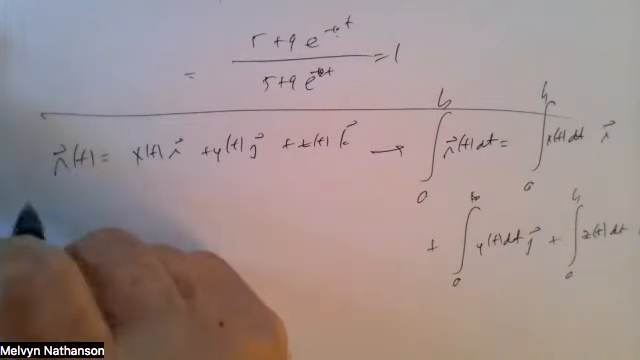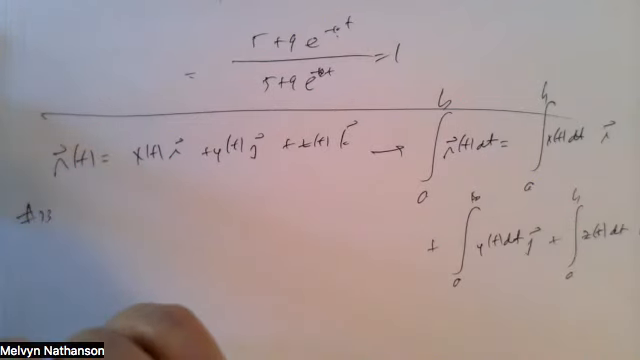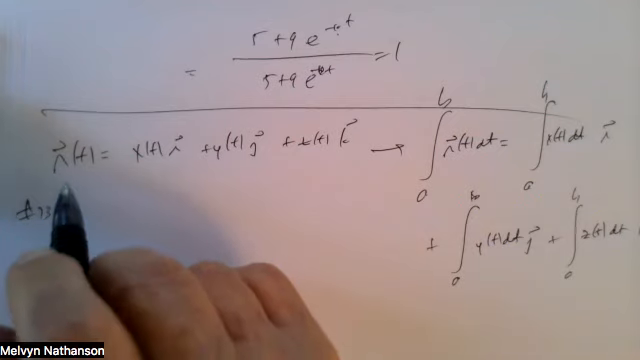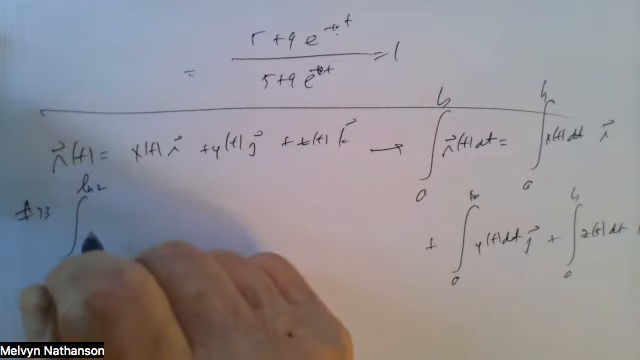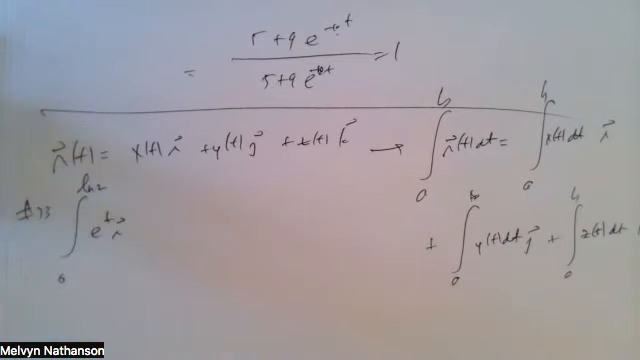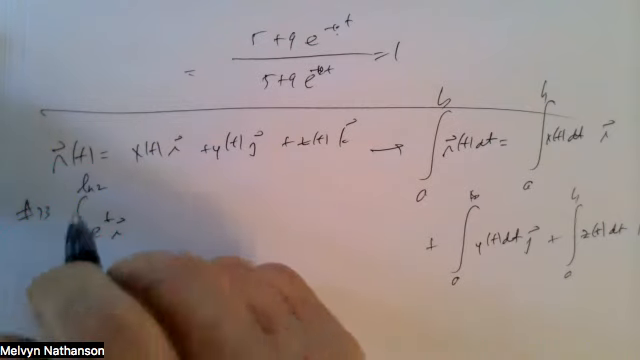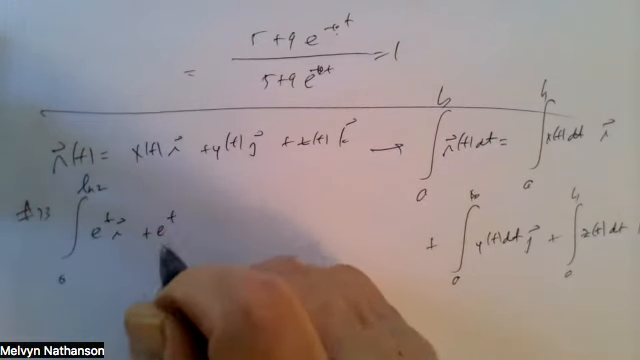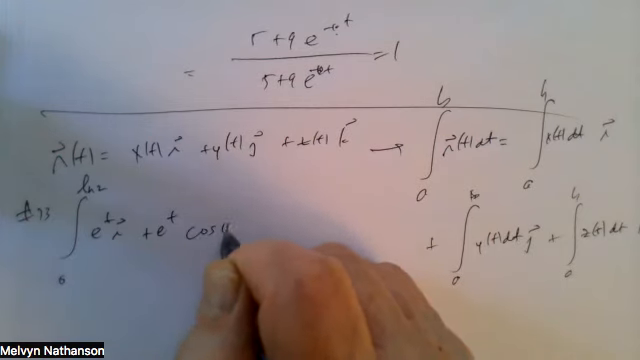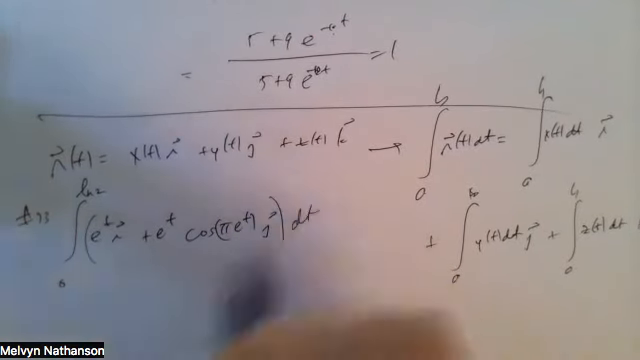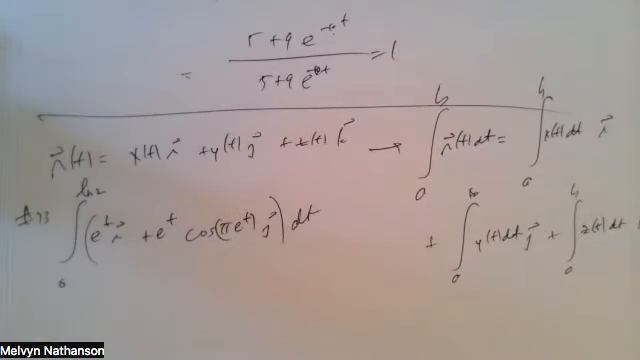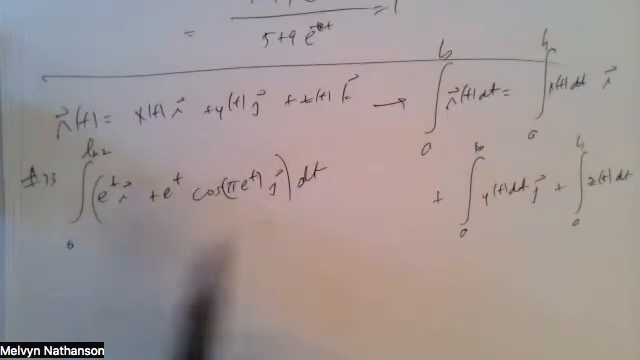So if we have, for example, number 73, which is one of the homeworks, the integral from 0 to log 2 of e to the t i plus e to the t cosine pi e to the t j dt. This is a vector valued function in the plane. There are only 2 coordinates. So you have to know how to integrate these coordinates separately.